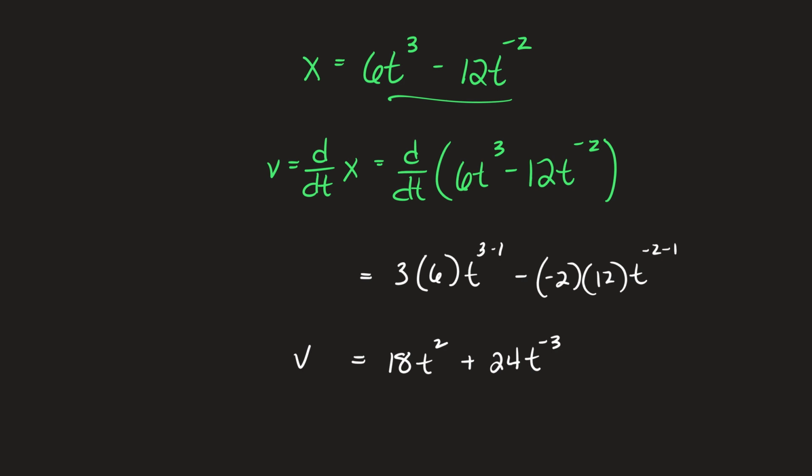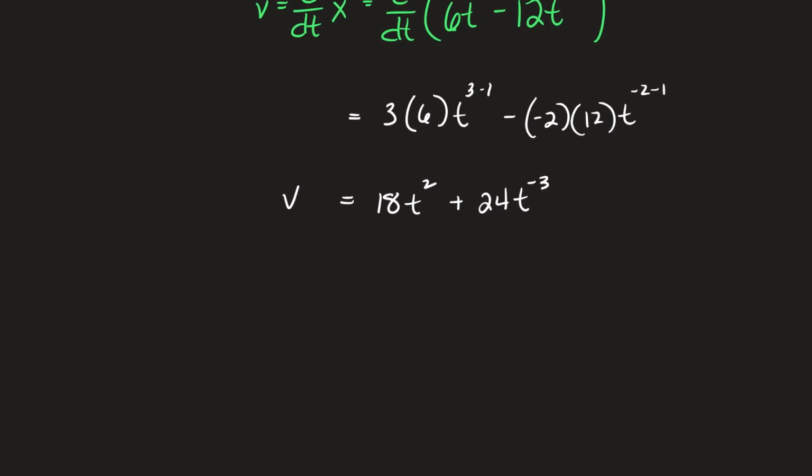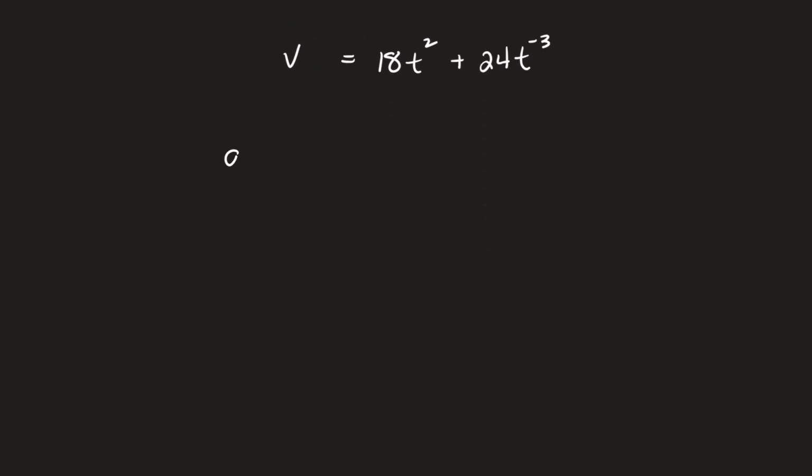But wait, there's more. Don't forget, acceleration is the rate of change of velocity. So just like the slope of a position graph is velocity, the slope of a velocity graph is acceleration. So I can take the derivative again, and when I do, I'm now getting another new function, and this new function will be the acceleration of the object.